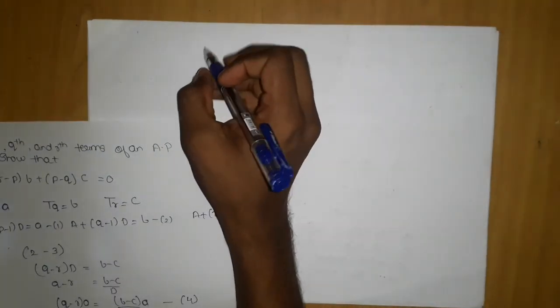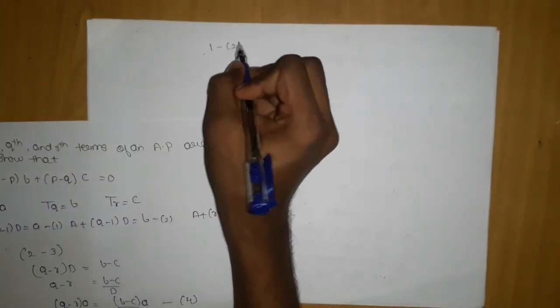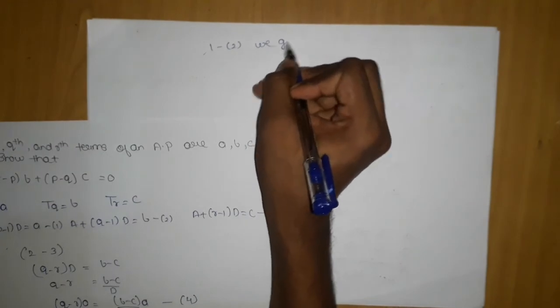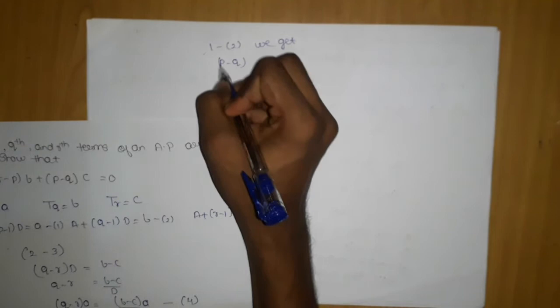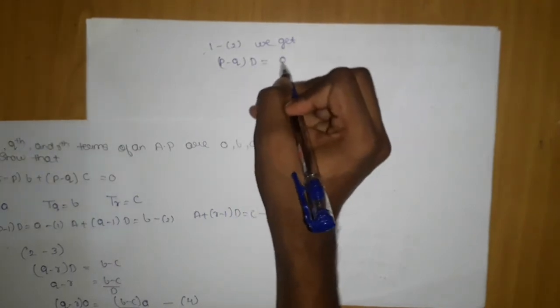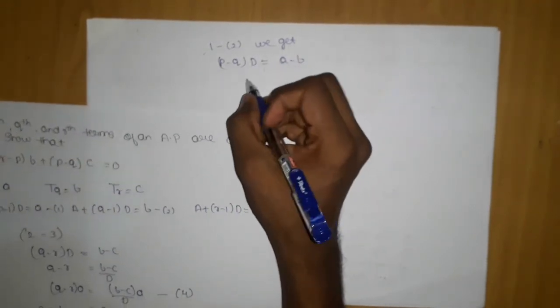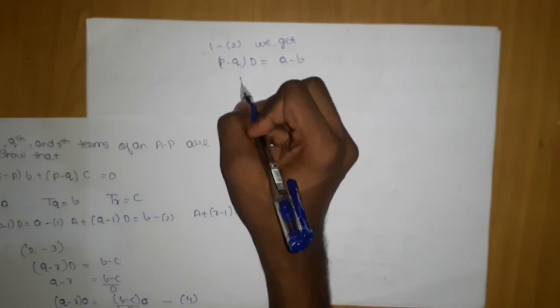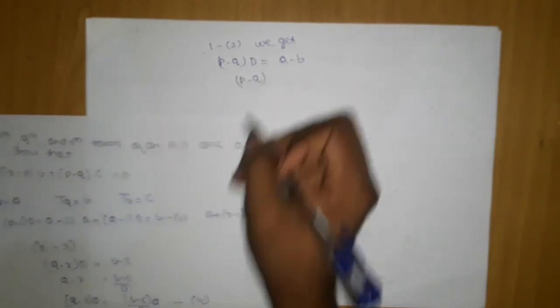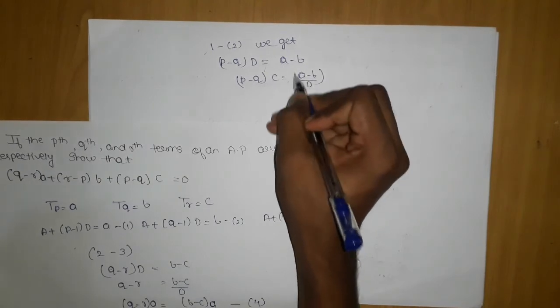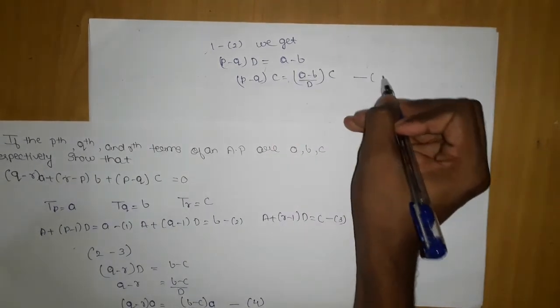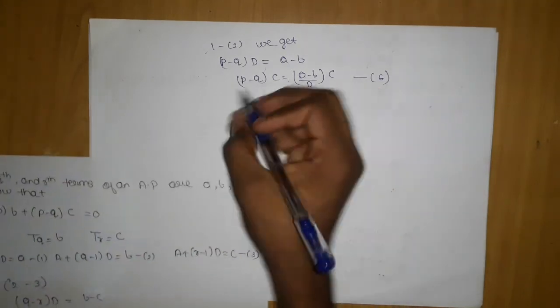In the next, we are going to do 1 minus 2. We get (p minus q) into d equals a minus b. So what you can see is that p minus q we will multiply here by c, which will give me (a minus b) by d into c. Okay, so this is our 6th one.